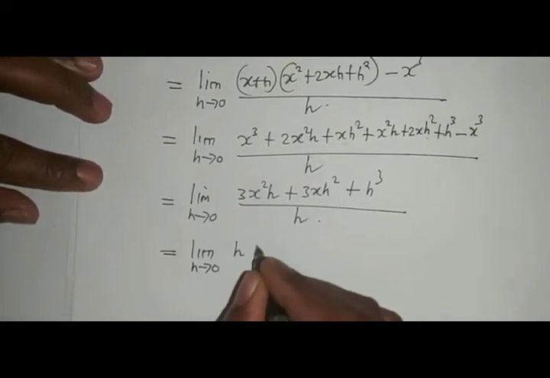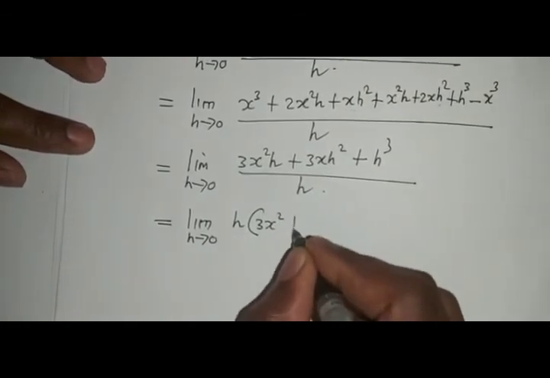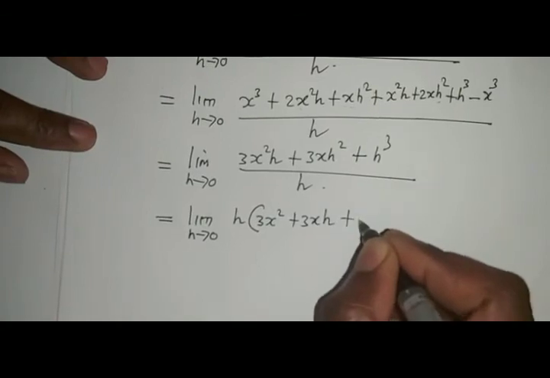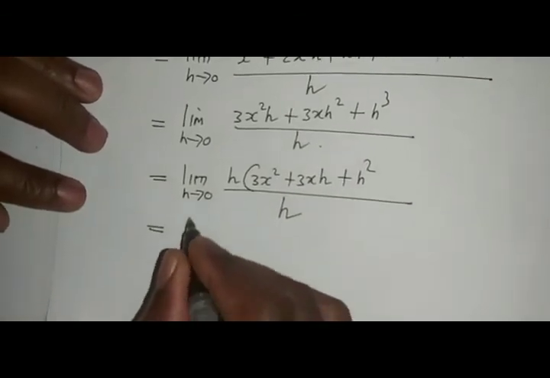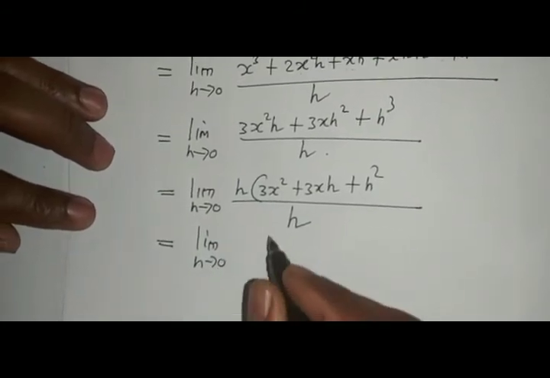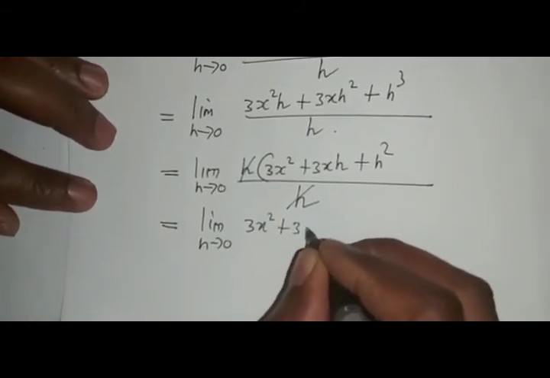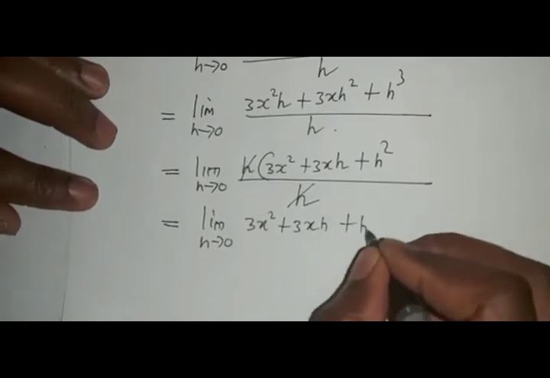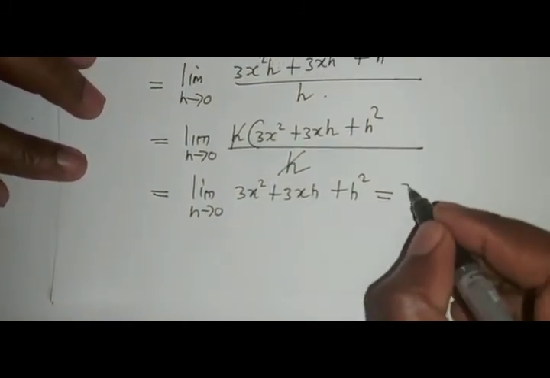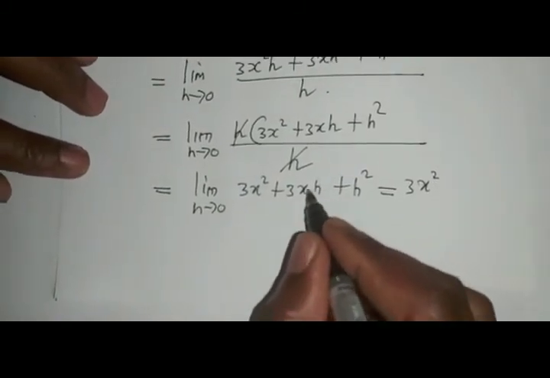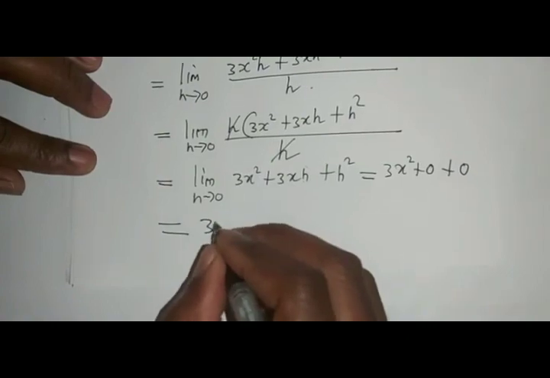My common factor here is h, which means open bracket, it's going to be 3x squared plus 3x h plus h squared, all over h, which is equal to the limit as h approaches 0 of, h cancels with h, which means I'll have 3x squared plus 3x h plus h squared, which is now equal to, where there is h we put a 0, so it will be 3x squared, we put a 0 here, 0 times this becomes plus 0, plus 0, which means the final answer becomes 3x squared.